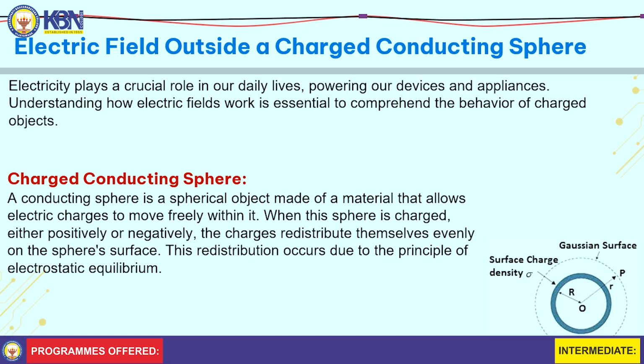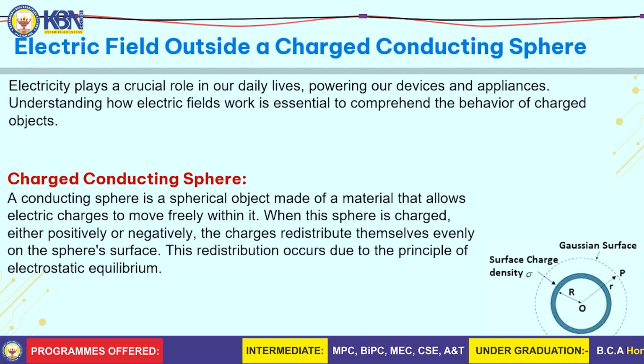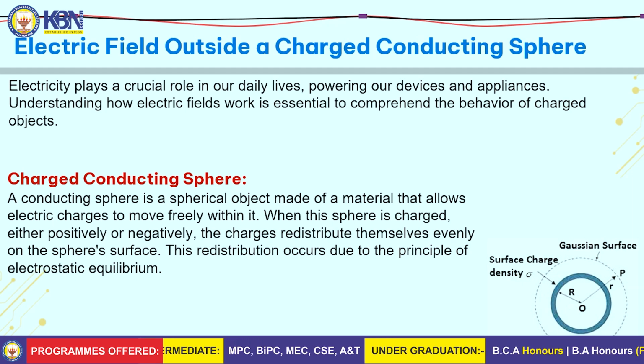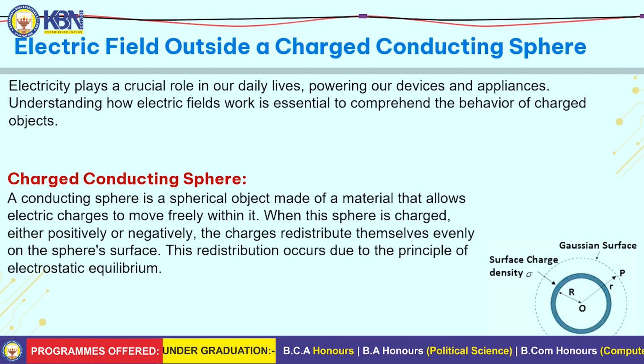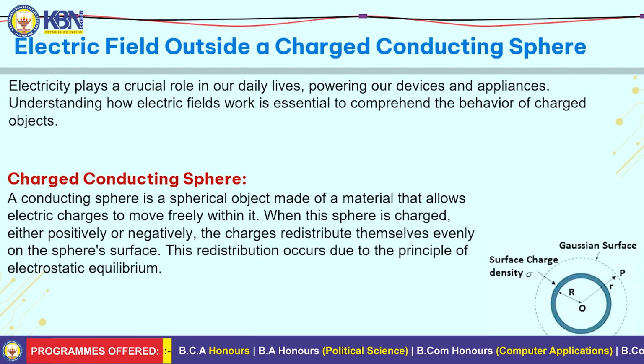And what is meant by a conducting sphere? A conducting sphere is a spherical object made of a material that allows electric charges to move freely within it. When the sphere is charged, either positively or negatively, the charges redistribute themselves equally on the sphere. This is about the electric field outside the sphere.